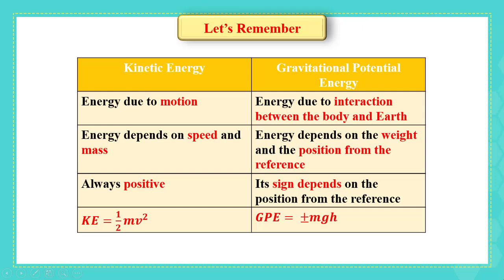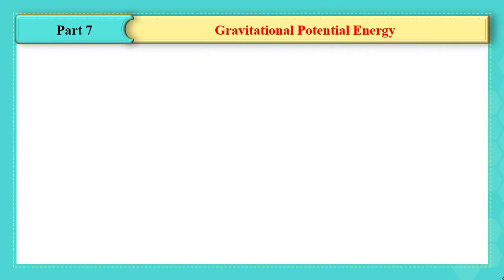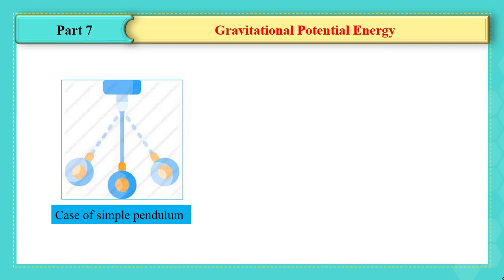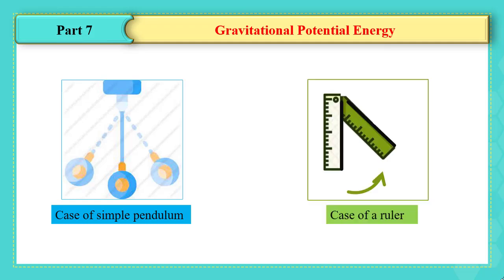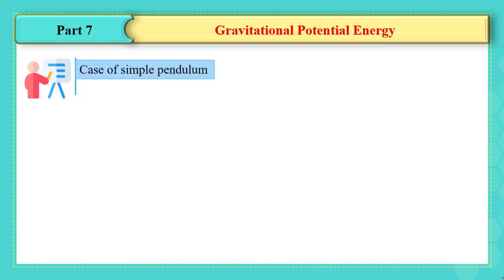In the last video, we made an application about the gravitational potential energy, but we were considering the system as a particle with no dimensions. In this video, mainly, we're going to study two new situations, the case of a pendulum and the case of a ruler. Let's start with the case of the simple pendulum.